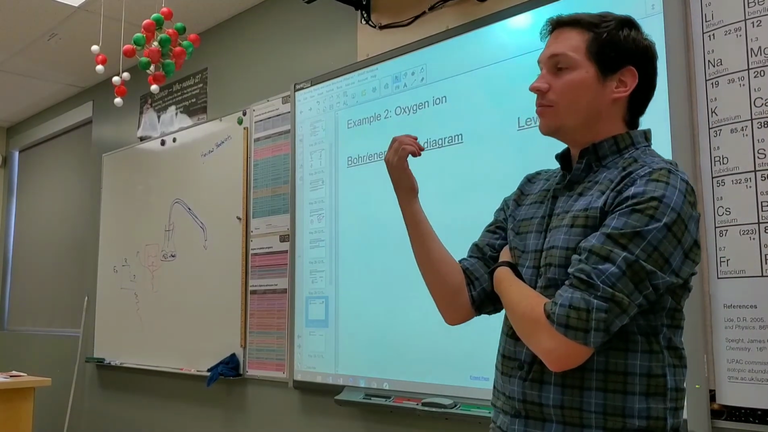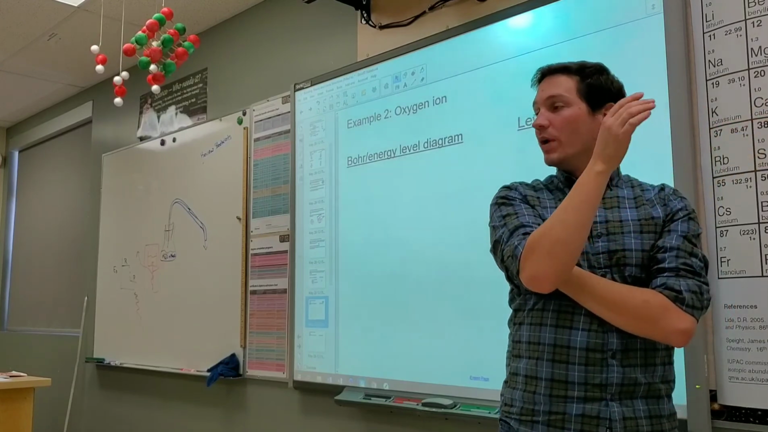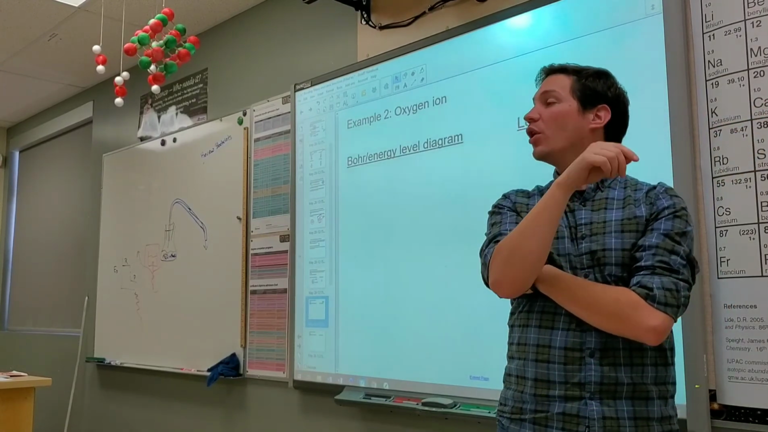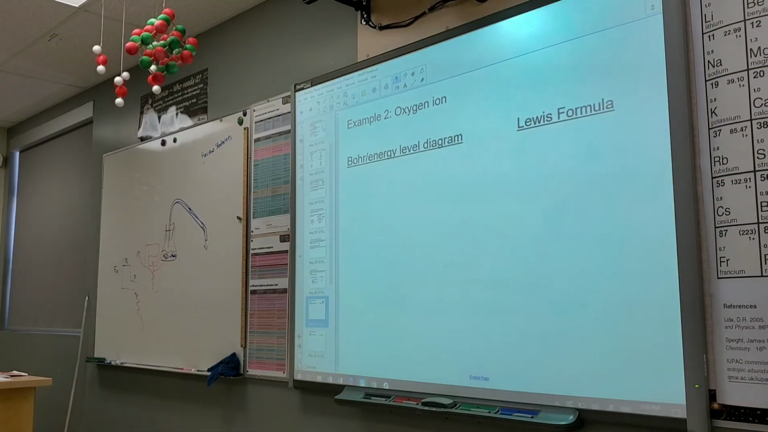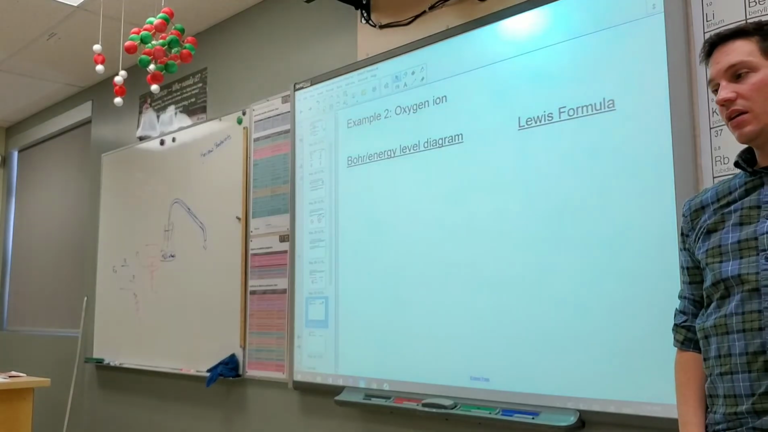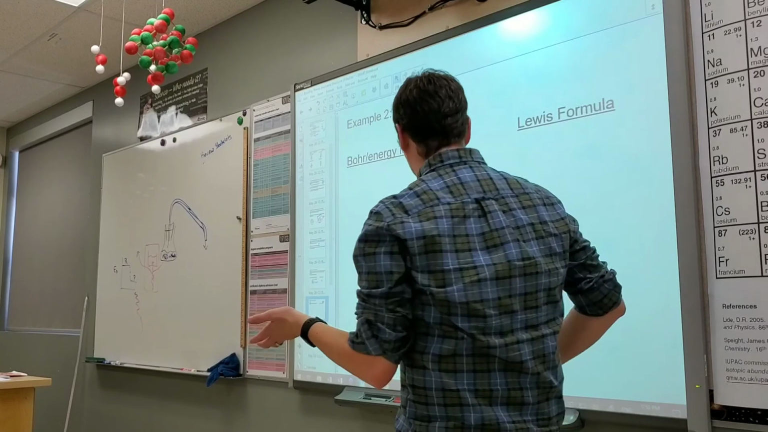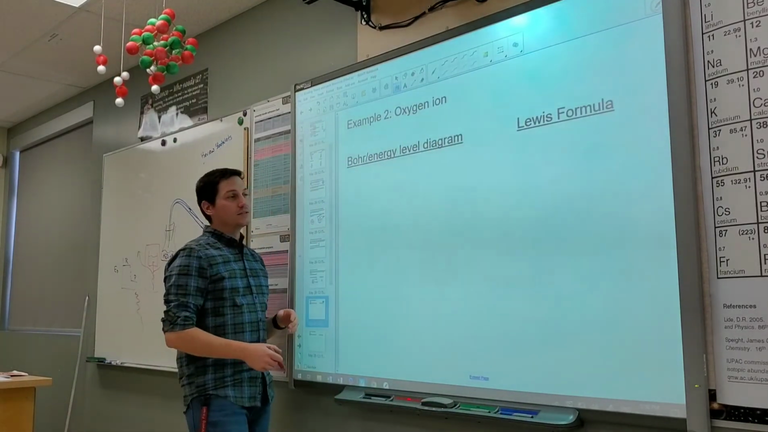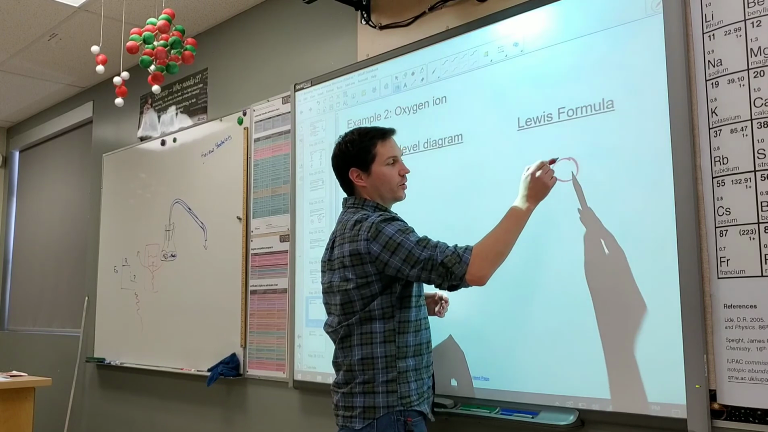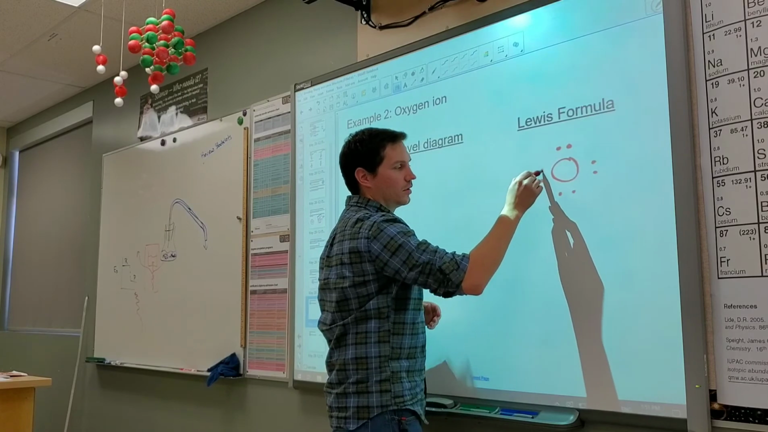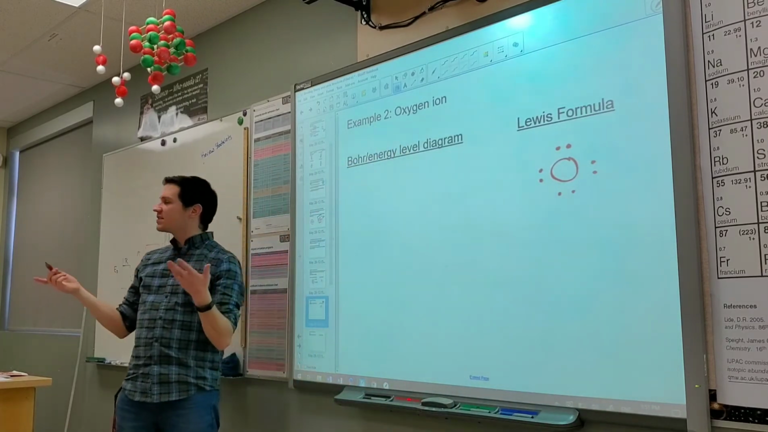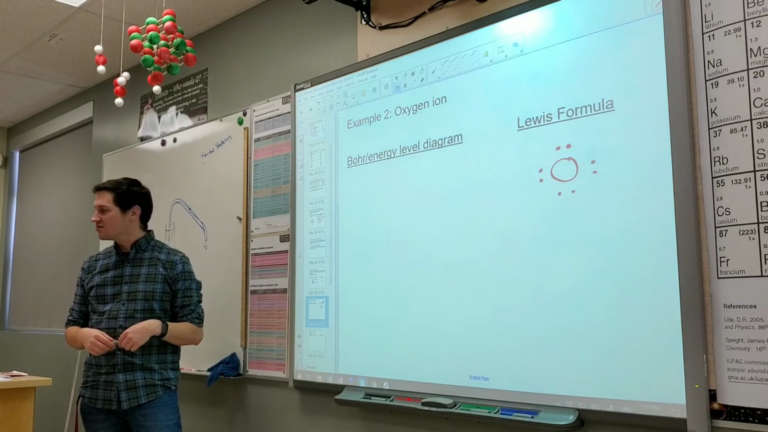Let's look at an oxygen ion. Where is the closest noble gas? Is it closer to helium, which is element number 2, or is it closer to neon, which is element number 10? It's closer to neon, right? Really, what that means is that its Lewis formula is going to look like this. Do you agree it's going to gain 2 electrons, right?